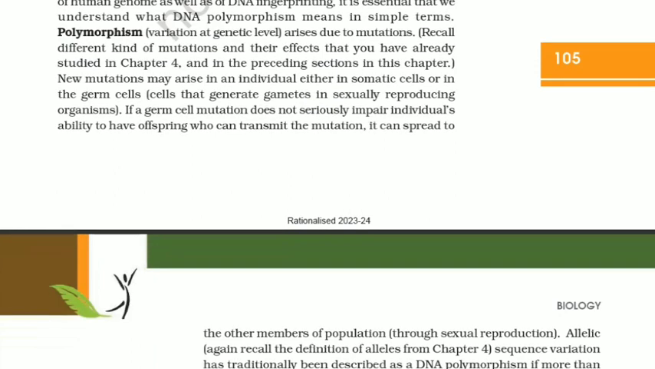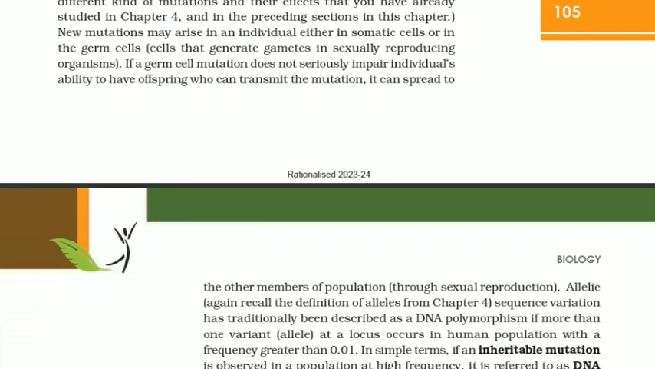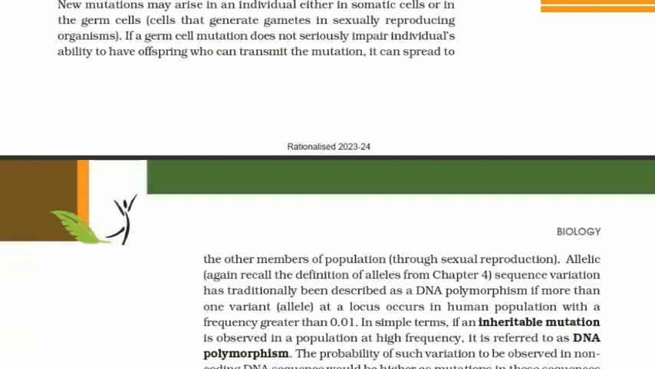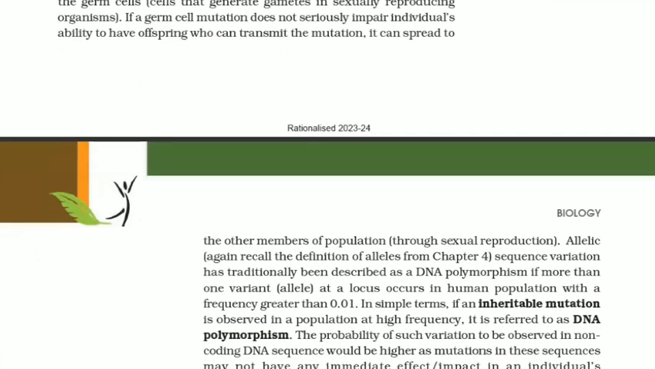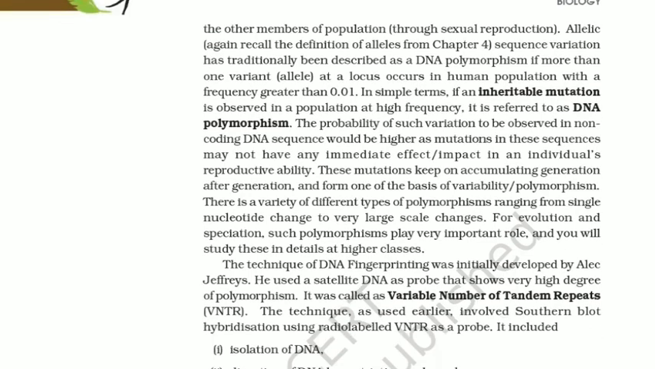Polymorphism, that is variation at the genetic level, arises due to mutation. New mutations may arise in an individual either in somatic cells or in germ cells. If a germ cell's mutation does not seriously impair the individual's ability to have offspring who can transmit the mutation, it can spread to other members of the population through sexual reproduction.